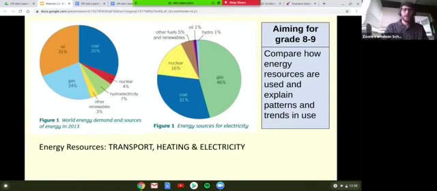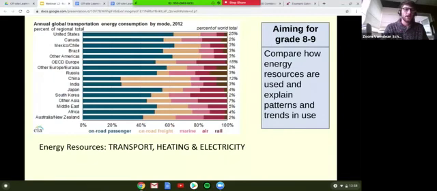I'm going to go on to my next graph, because this graph is going to allow you to make a more comparative statement between different countries and their uses of energy consumption for transport.